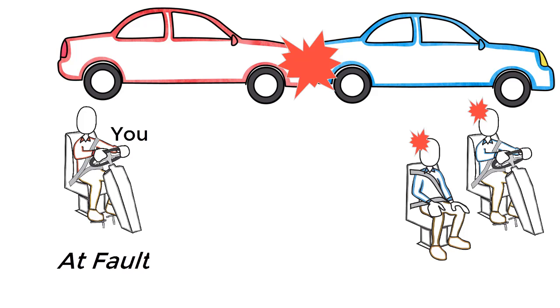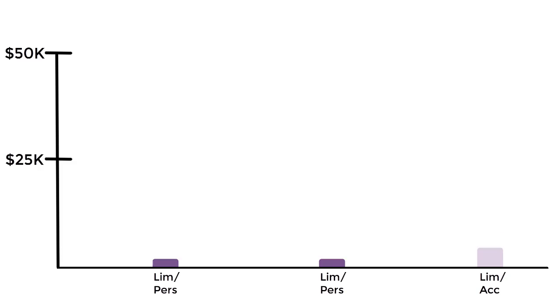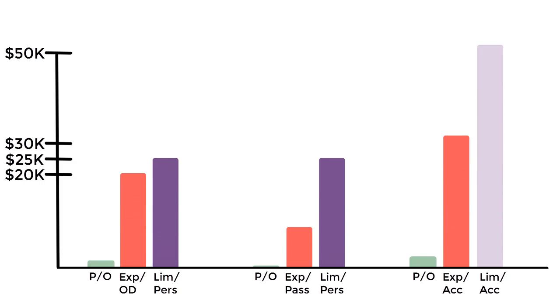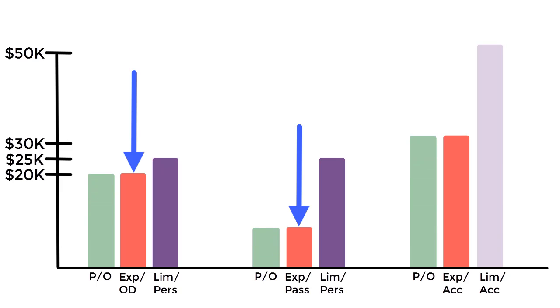Now let's say the other driver and only one passenger in the other car were injured. The other driver has $20,000 in medical expenses, and the passenger has $10,000 in medical expenses. The total is $30,000. Your bodily injury coverage pays all the third-party medical expenses because the expenses for the other driver and the passenger are each below your $25,000 per person limit, and the total of $30,000 is below your $50,000 per accident limit.